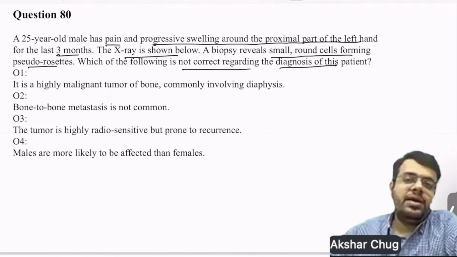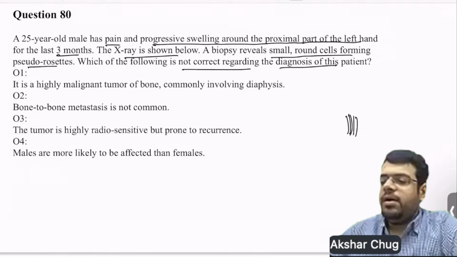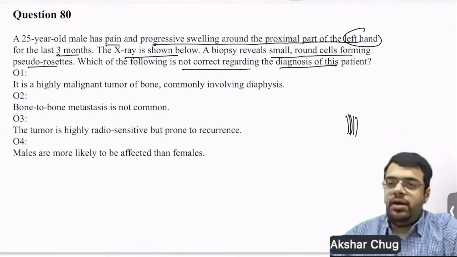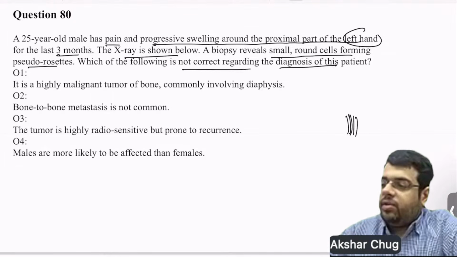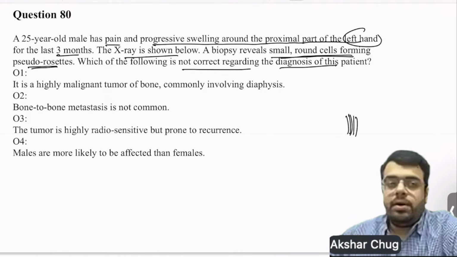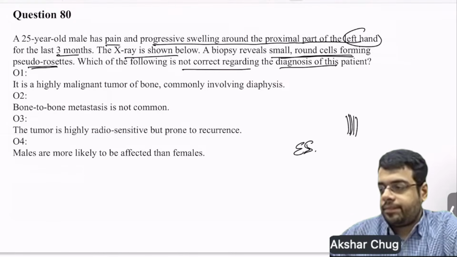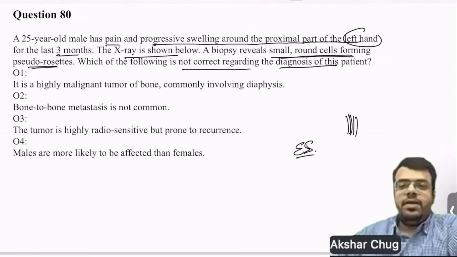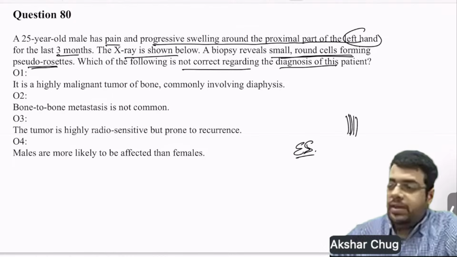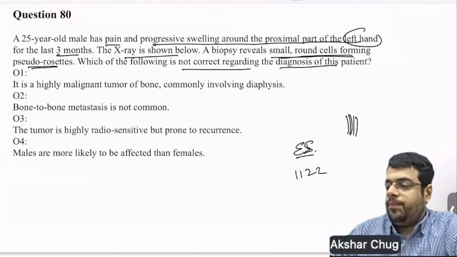So basically what the X-ray showed was an onion skin appearance in the proximal part of the left hand. And along with that, a small round cell tumor forming pseudo-rosettes. These are the classical buzzwords to diagnose the patient as Ewing's sarcoma. And in case of Ewing's sarcoma, we see a translocation of 11;22 and CD99 positivity. There is a defect in the gene EWS.